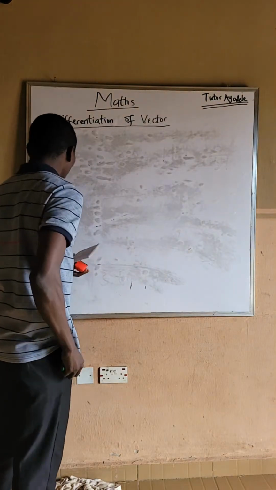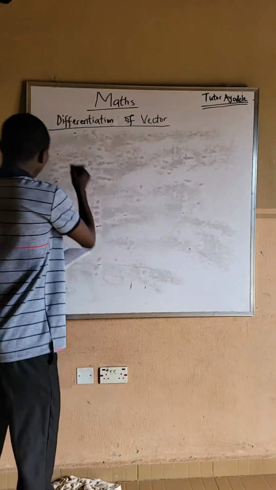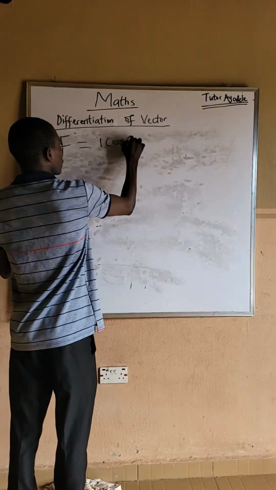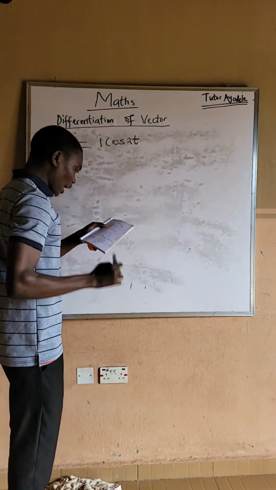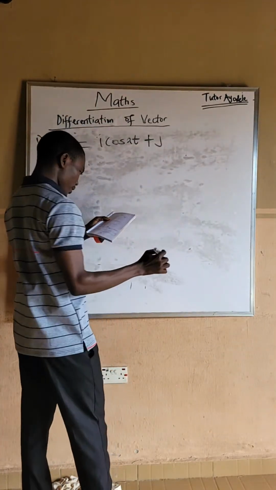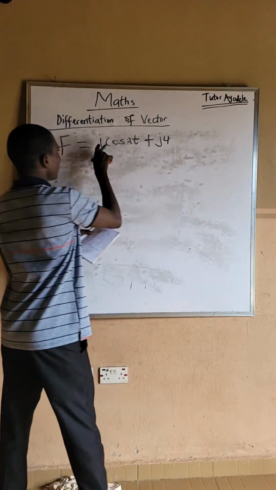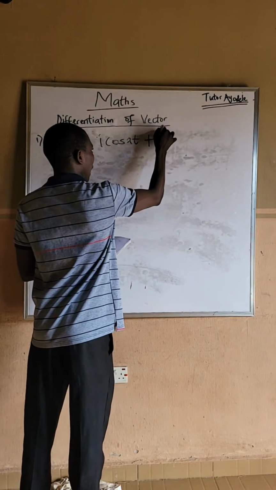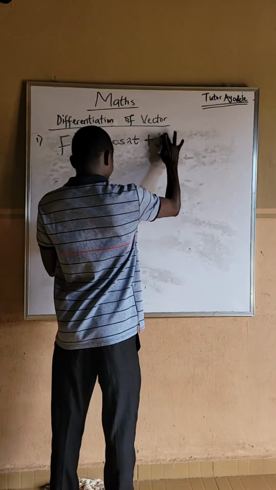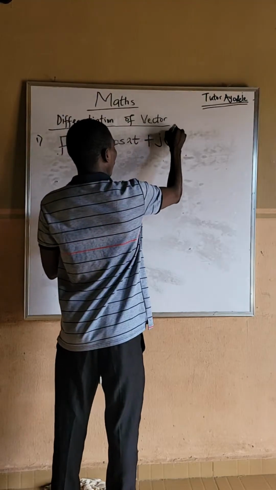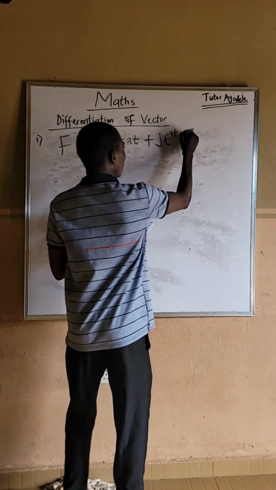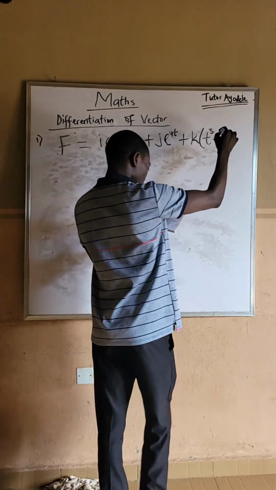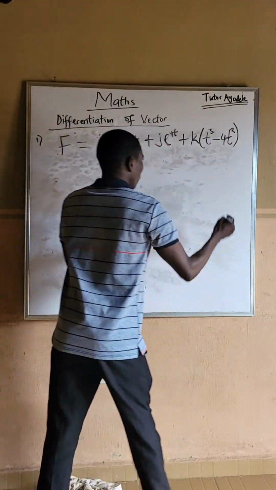Let's look at another example. We have f equals to i cos 2t plus j exponential 4t plus k into bracket t raised to power of 3 minus 4t raised to power of 2. This i, j, k here signify direction. Take note of that.